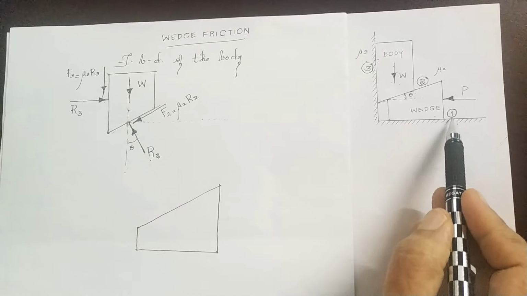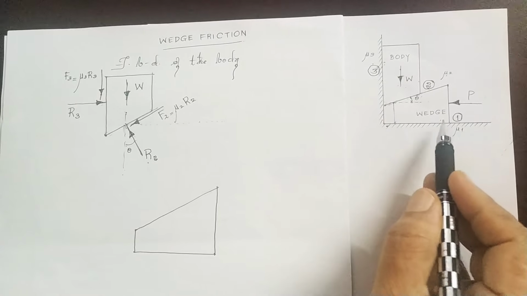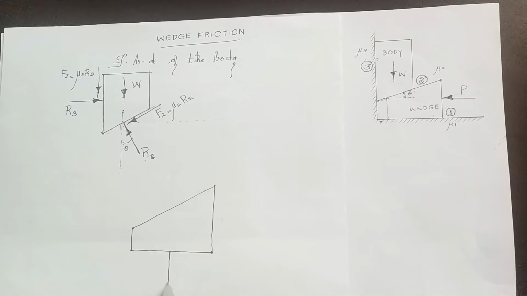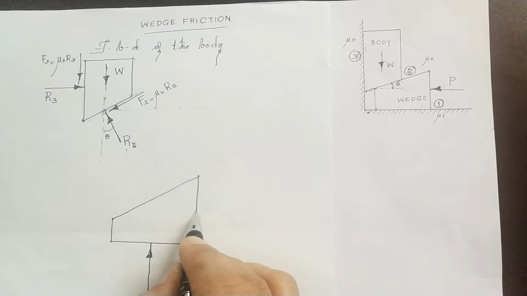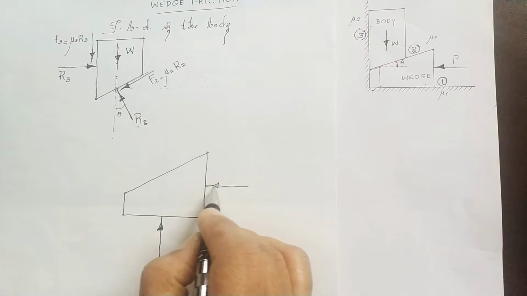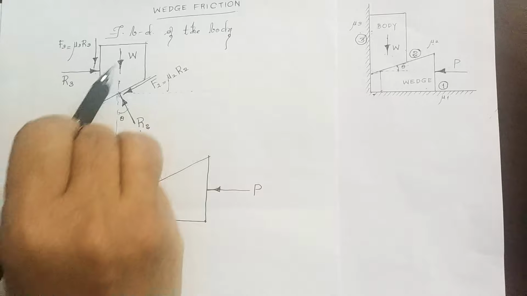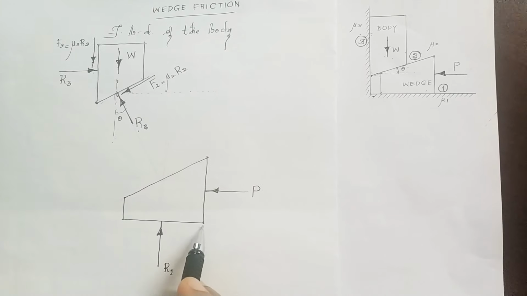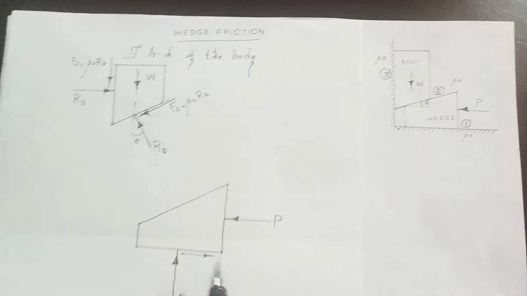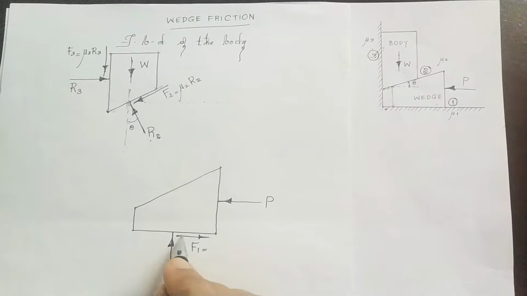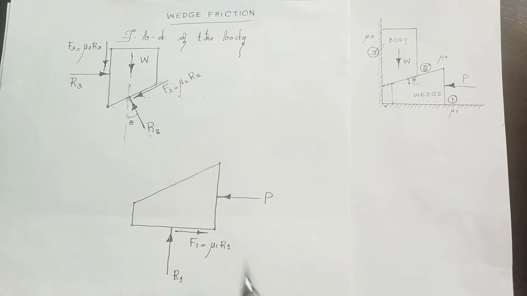We'll consider surface number 1, the surface of contact between the wedge and the horizontal floor. We have the vertical reaction R1. We have the force to be applied on the wedge to drive it so that it lifts the body up. And since the wedge is being driven towards the left, we have the friction F1 along surface 1. And since this is R1, F1 is equal to mu1 R1.